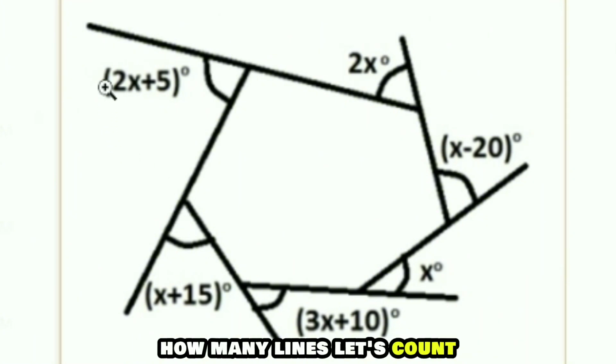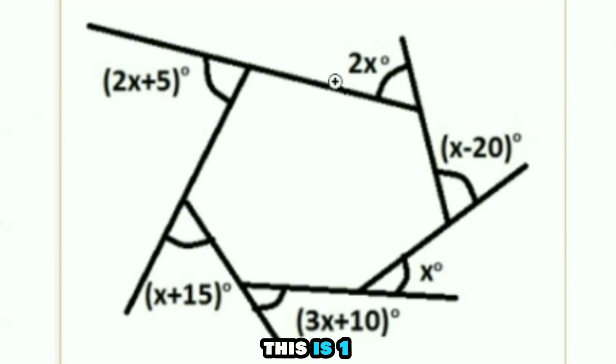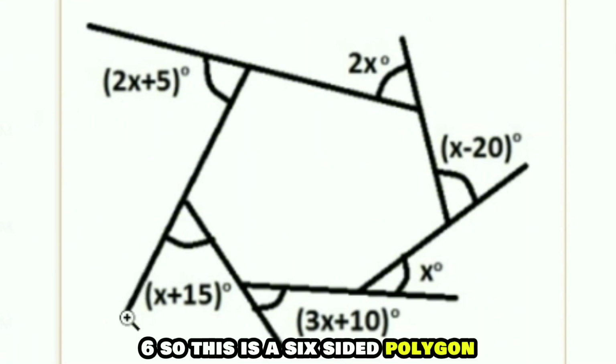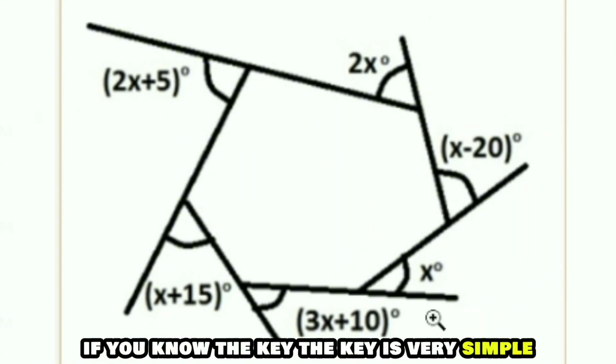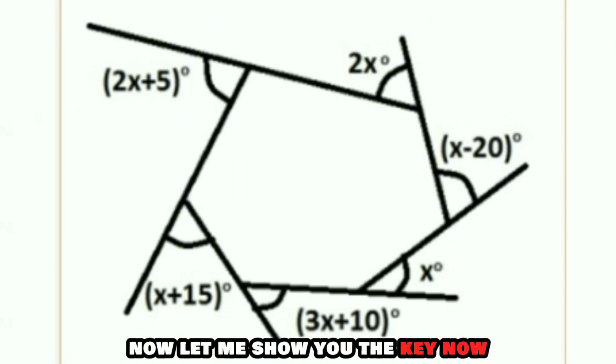How many lines? Let's count. This is 1, 2, 3, 4, 5, 6. So this is a six-sided polygon. This is a cheap question if you know the key. The key is very simple. Now let me show you the key.